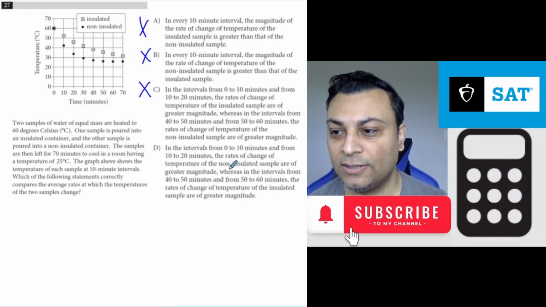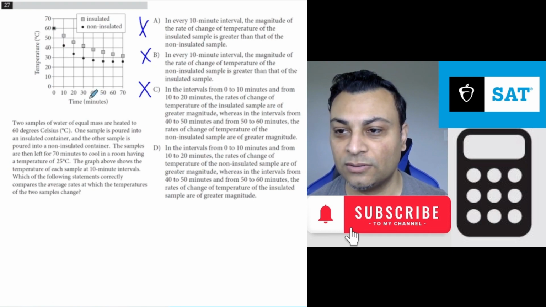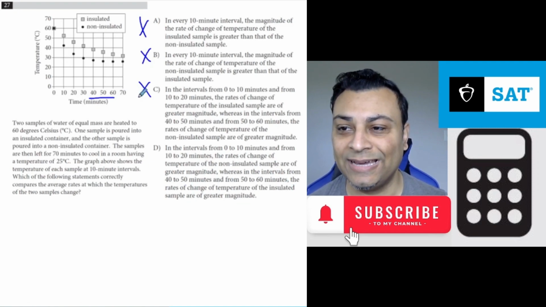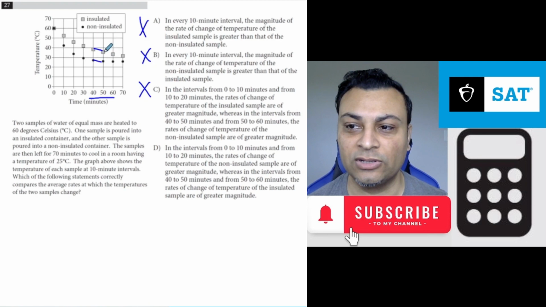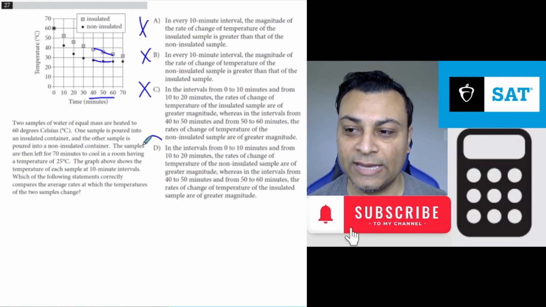And then they say, whereas in the intervals from 40 to 50 and 50 to 60, so this 20-minute period, the rates of change of temperature of the insulated sample are of greater magnitude. And that's when they say the square is dropping faster. So if you look at the square, it's dropping faster than the circle. The circles are pretty much leveling off, and the squares are dropping faster than the circle. So that part is also true, so the answer is D.